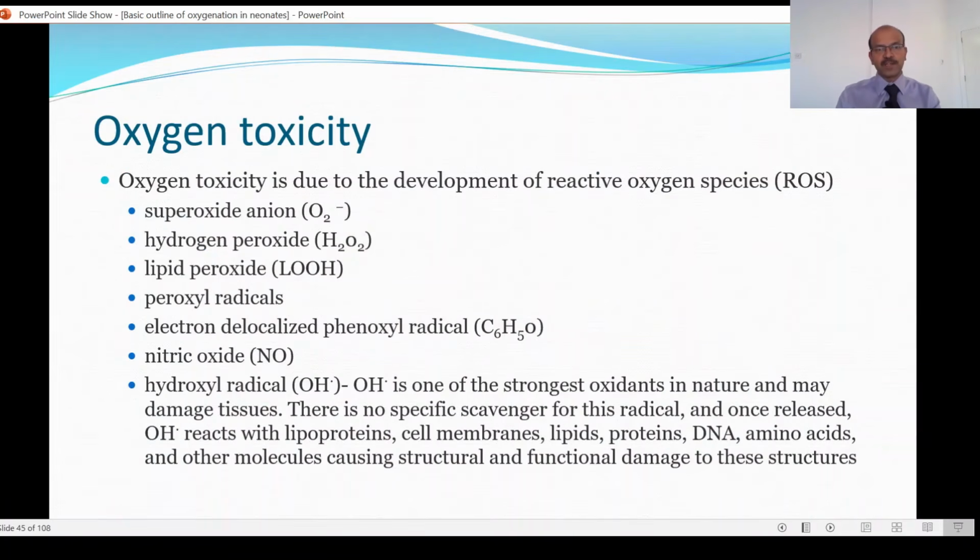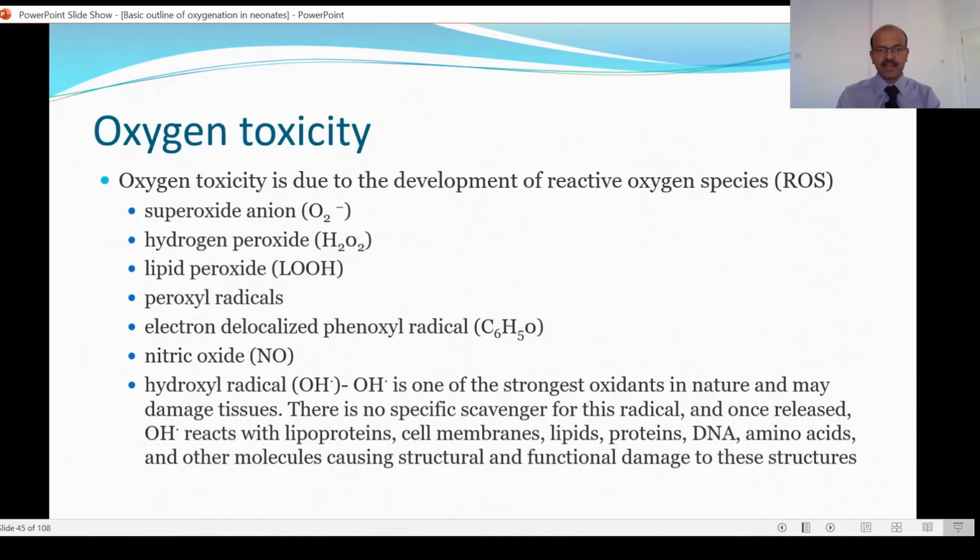A quick summary of what oxygen toxicity is caused by. So we have the reactive oxygen species, which we will keep referring to as ROS in short, in the further slides. So we have many examples of that. Obviously, I have mentioned a few here. Superoxide anion, all of us are familiar. Hydrogen peroxide, lipid peroxide, peroxyl radicals, electron delocalized phenoxyl radical, nitric oxide. It is a free radical as well. And we have the hydroxyl radical, which is quite damaging to the tissues.